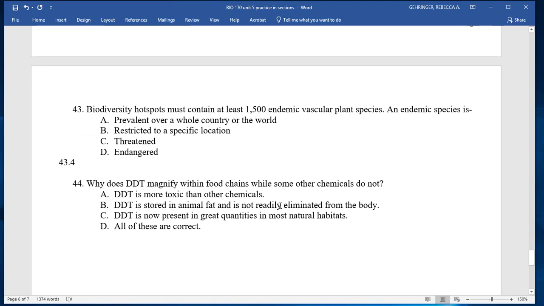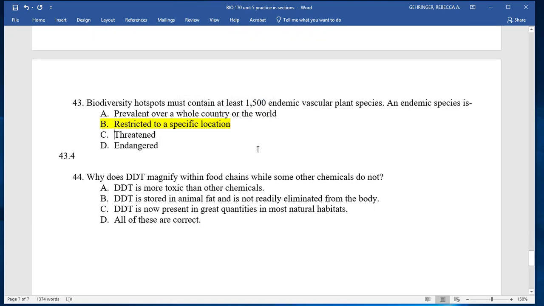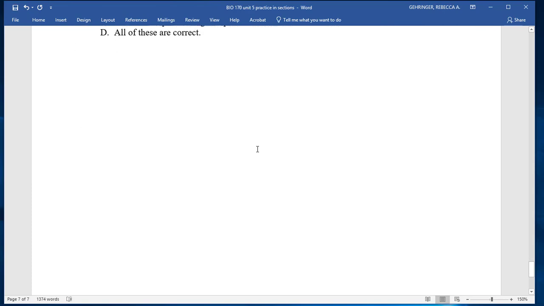43, biodiversity hotspots must contain at least 1,500 endemic vascular plant species. An endemic species, is it prevalent over a whole country or the world? No. Is it restricted to a specific location? Yes, it's only found in that particular area. And I think this is our last one.